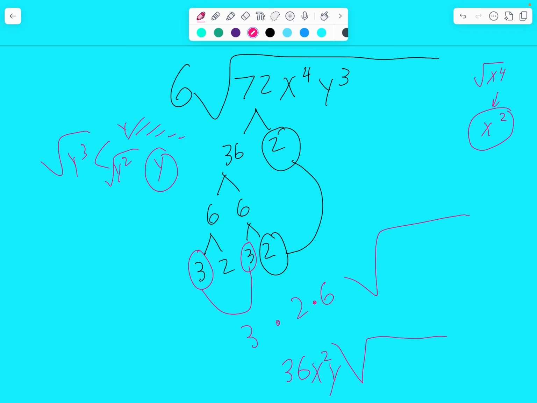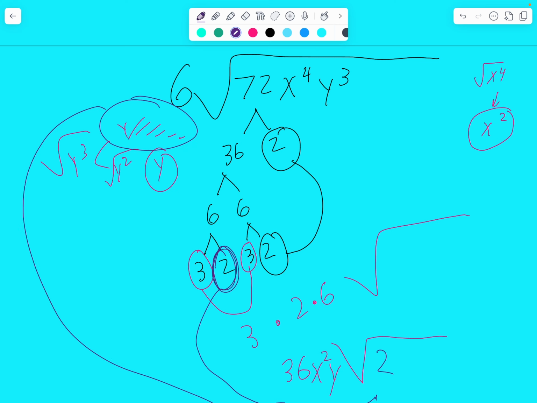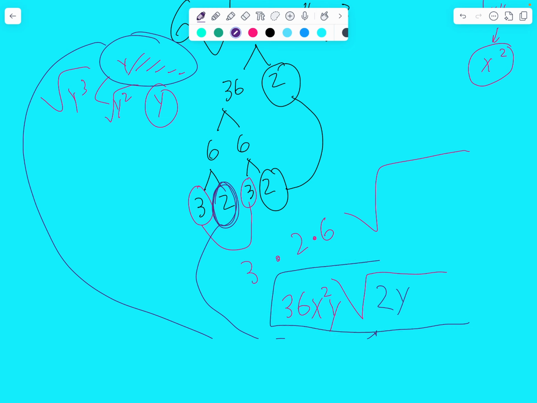So what that would do for me is say, okay, and then real quick, you see this 2 out here? It had nobody, so it still has to stay inside the square root. And then this y wasn't broken down because it was just already there. This is your answer.